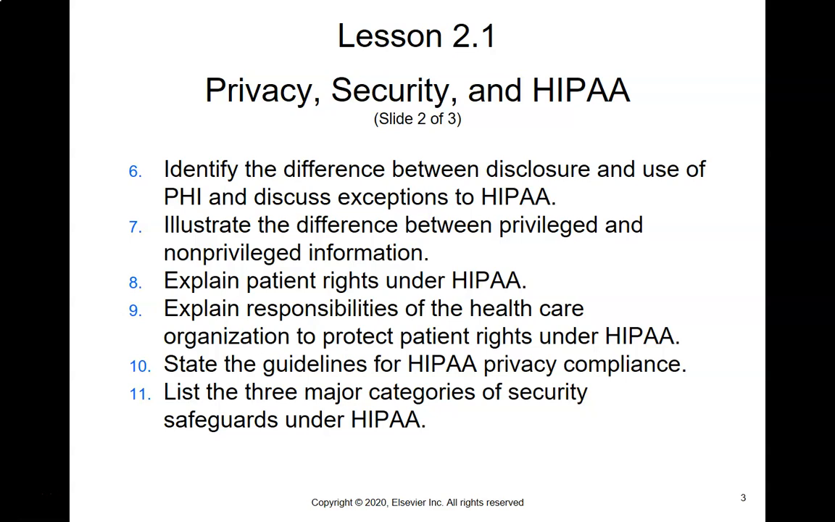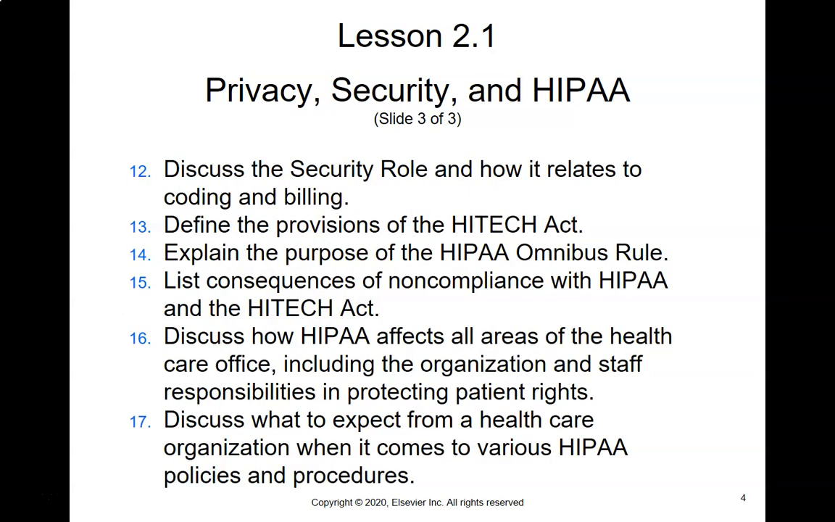9. Explain responsibilities of the healthcare organization to protect patient rights under HIPAA. 10. State the guidelines for HIPAA privacy compliance. 11. List the 3 major categories of security safeguards under HIPAA. 12. Discuss the security rule and how it relates to coding and billing. 13. Define the provisions of the HITECH Act.